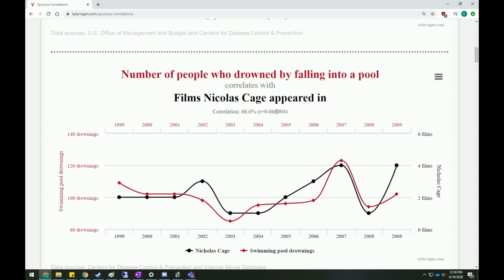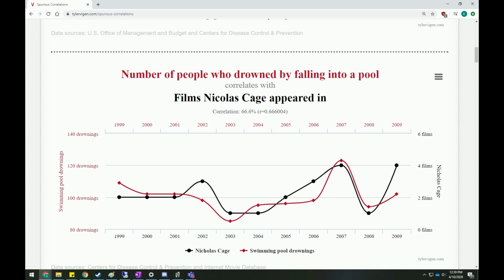But what I see here is that this is kind of a really weird relationship. I mean, what does this really mean? There's a pretty strong relationship happening here. But does that mean that if all of a sudden we saw that Nicolas Cage was appearing in another summer blockbuster, we would say, oh, alert your family and friends, tell them to not go swimming? No, it might just be coincidence. Just because two things happen at the same time doesn't mean that one causes the other.